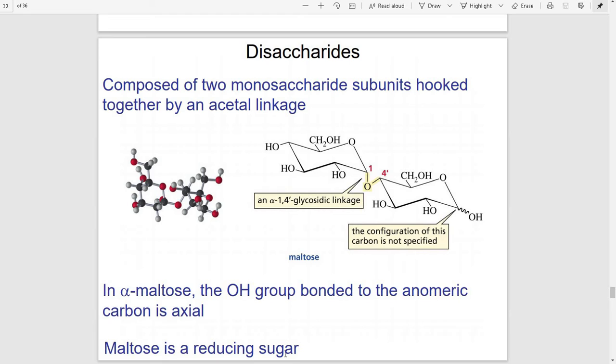Okay, maltose is a reducing sugar. Now, what is a reducing sugar? Reducing sugars are sugars where the anomeric carbon has an OH group attached, and it reduces another compound. Here the OH group is present, that's why this compound reduces another compound. It has the capacity to reduce another compound, that's why we call it a reducing sugar. Maltose is a reducing sugar.